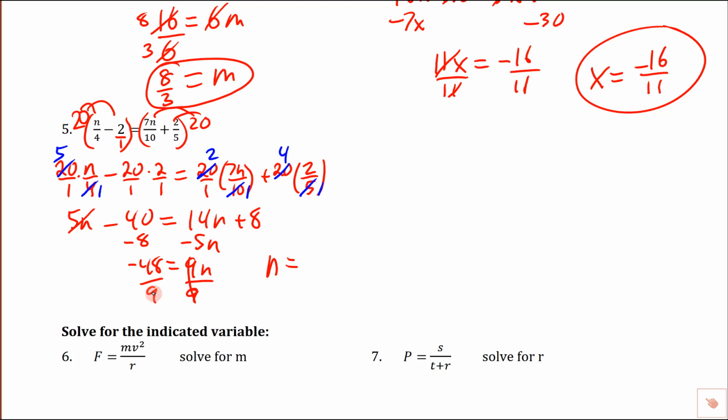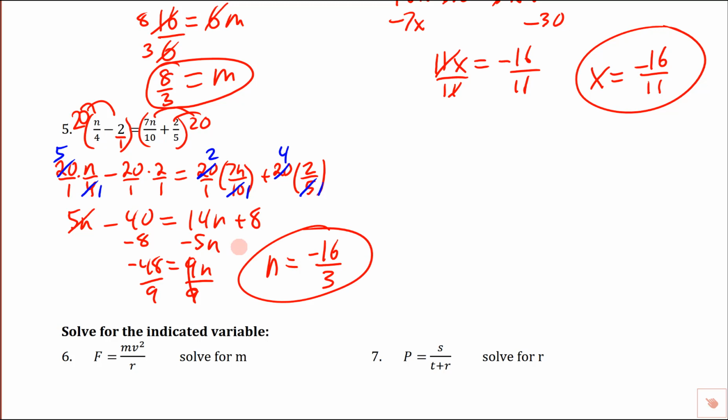If you get stuck on something like this and aren't sure, you can always throw that in your calculator and have it reduce. 3 goes into 9 and 3 goes into 48. 3 goes in here 16 times, so this is a negative 16 on the top and a 3 on the bottom. So the answer on this one is negative 16 over 3.